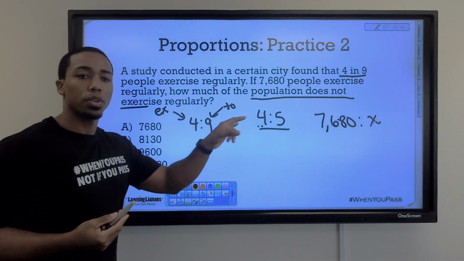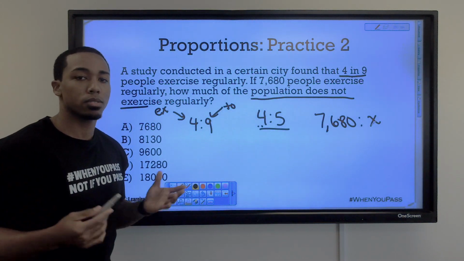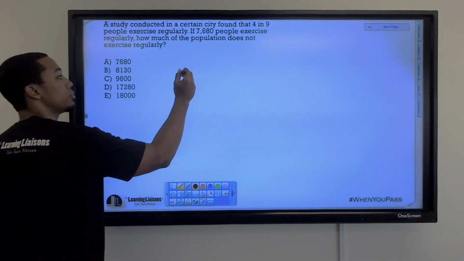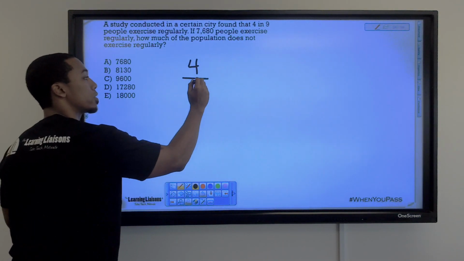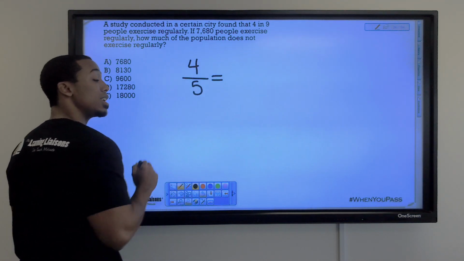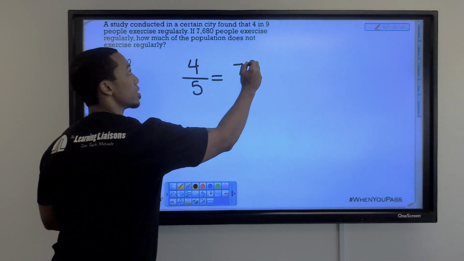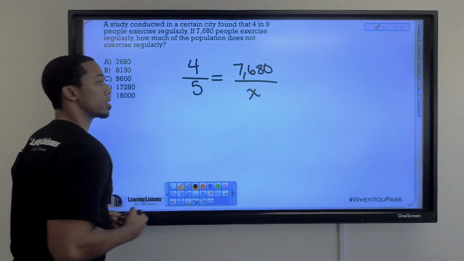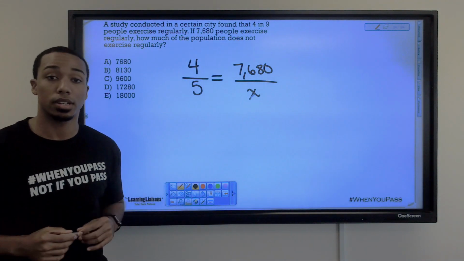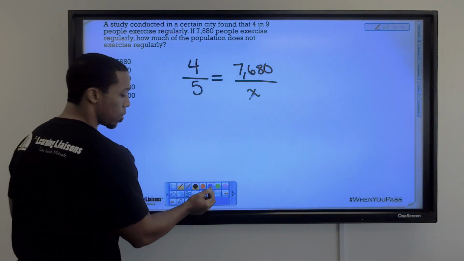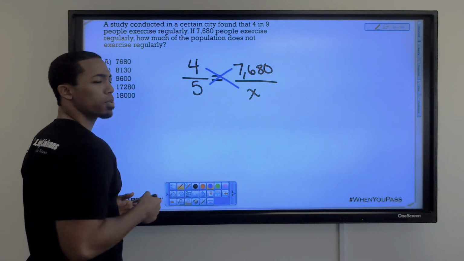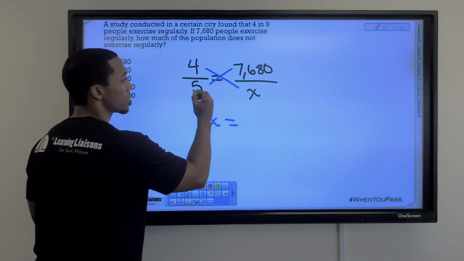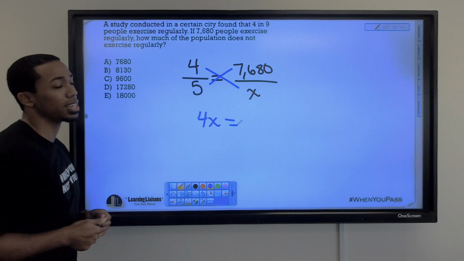And there we go. We just want to equate these two ratios and solve. So 4 to 5 is going to be equal to 7,680 over X. We solve this, and we're good. Like always, keep it safe. Cross multiply, eventually you'll get quicker at it. 4x equals 5 times 7,680.